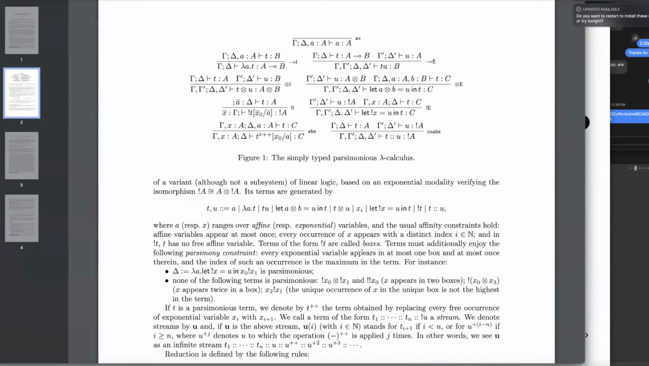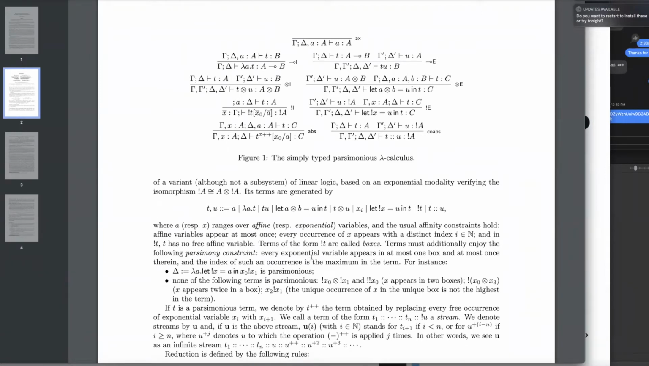And if you have double boxes, it appears in at most one therein. And the index of such an occurrence is the maximum in the term.